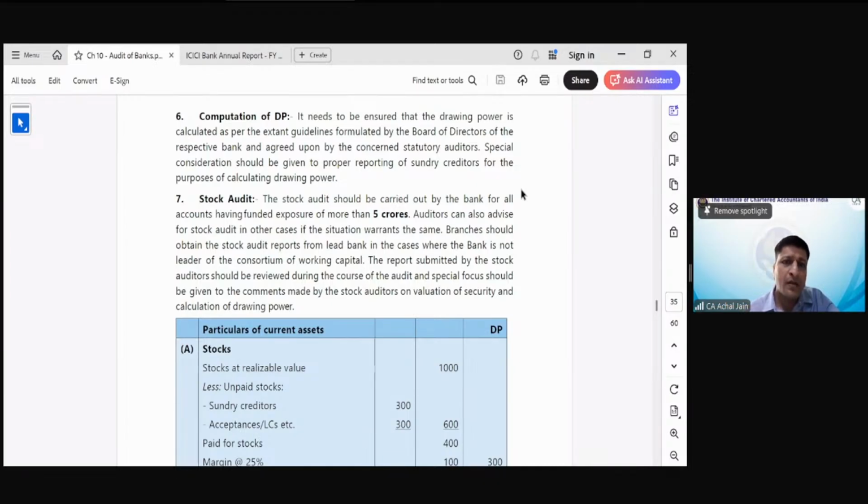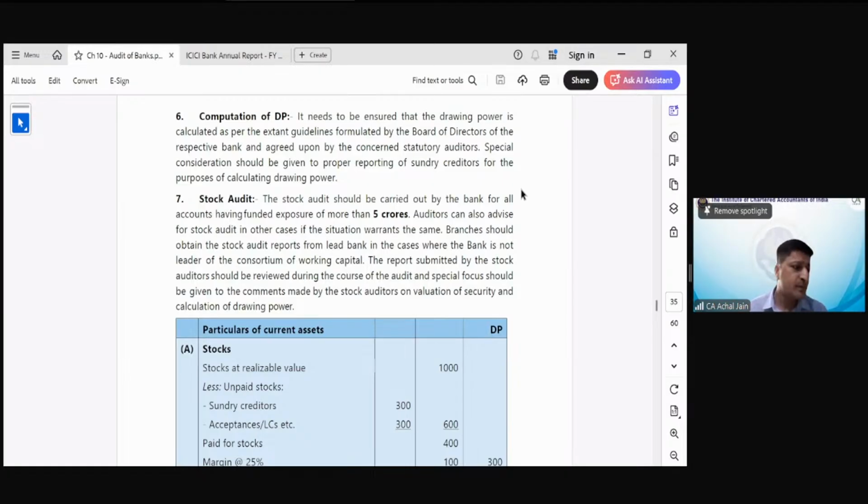Okay. Then there is one more requirement which is in relation to the stock audit. So I'll come to that stock audit slightly later, because this will be more in the context of drawing power.